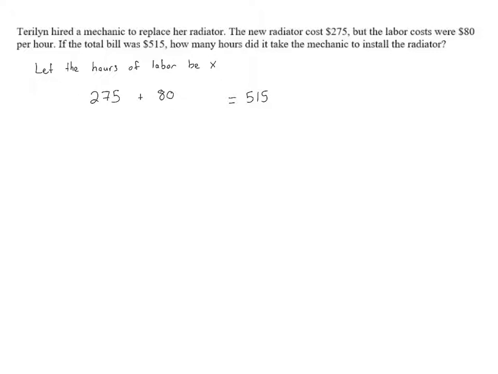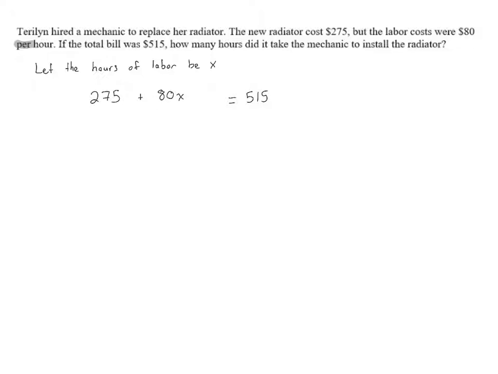If it was 2 hours, we would write 80 times 2. If it were 3 hours, we'd write 80 times 3. But we don't know how many hours. We said that it's X hours, so we're going to have to write 80 times X. If it's $80 per hour and they worked X hours, then the amount of money she spent on labor had to be 80 times X, because it's $80 times the number of hours worked. Whenever you see the word per in a problem, it generally means that we're multiplying. If it's $80 per hour, we take $80 and multiply it by the number of hours that it took.